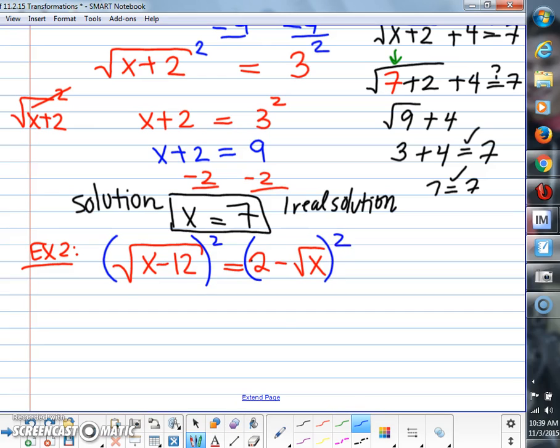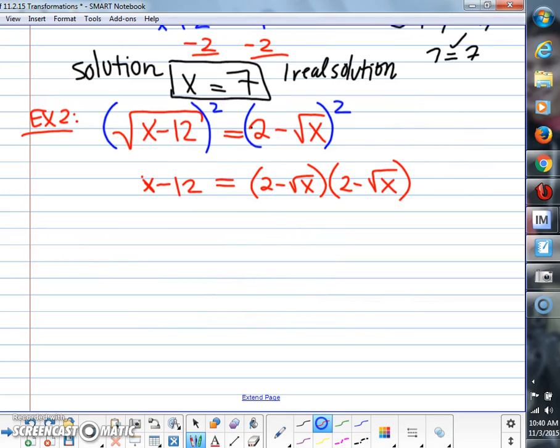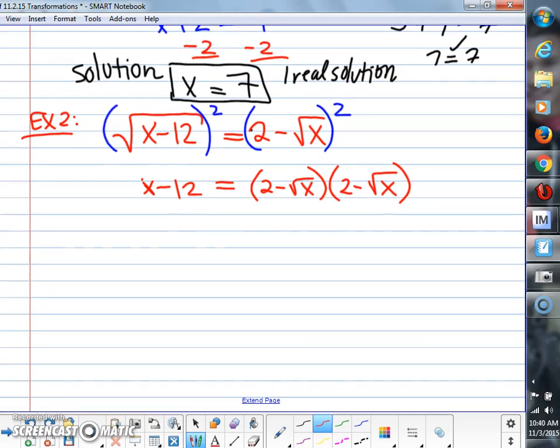Okay, so the square root of x minus 12, squared, gives x minus 12, is equal to 2 minus the square root of x times 2 minus the square root of x. So we're back to FOILing. How do I FOIL 2 minus the square root of x? What do I multiply first? 2. Yeah, 2 times 2 is 4. 2 times the negative square root of x is negative 2 square roots of x.